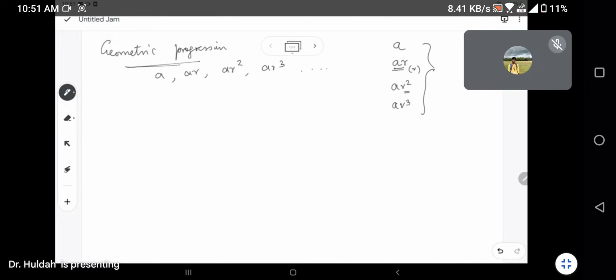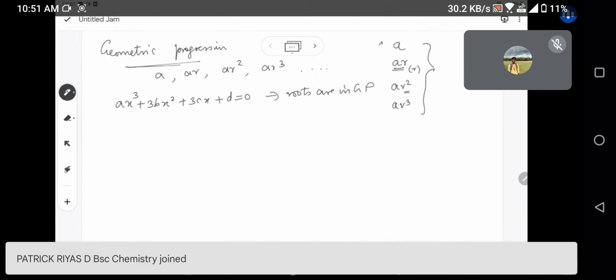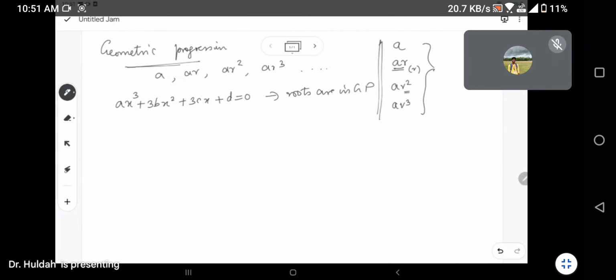Okay. I think we did one problem in solving a geometric progression. Now I want to do another problem in this. Suppose I'm given a cubic equation, ax cube plus 3bx squared plus 3cx plus d equal to 0. Given that the roots are in GP, I am asked to find the condition. Find a condition such that the roots are in GP.